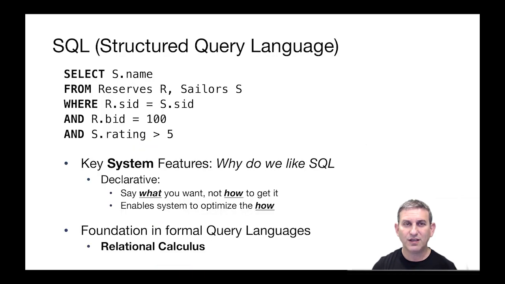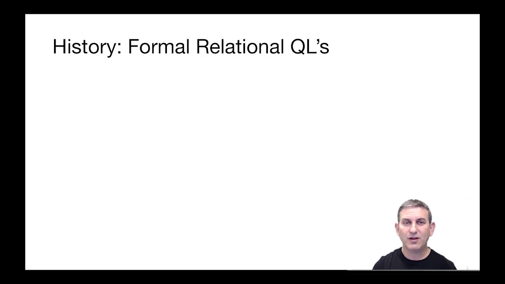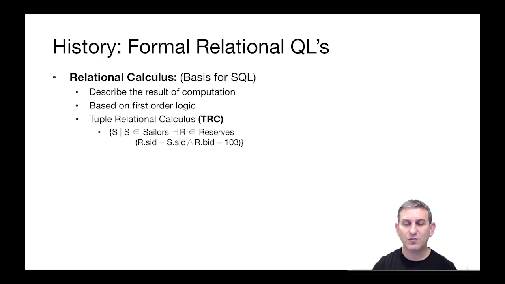Okay, let's return ourselves to SQL. Here's an SQL query, and remember the system features that we liked about SQL. It's declarative. You say what you want, not how to get it. And then the system, namely the query optimizer, is going to figure out the how. And the foundation of the SQL language is in a formal query language known as the relational calculus. So a little background on the history of formal relational query languages. The relational calculus, which as we said is the basis for SQL, is a declarative language. It describes the results of a computation, and it's based in first-order logic.